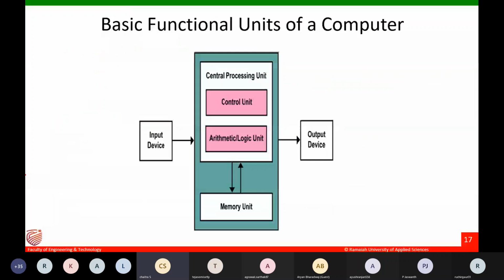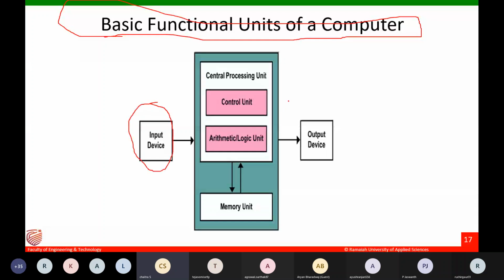Next comes the basic functional units. Most of you have learned it in your SSLC and your PUC. There is something called an input device, output device, central processing unit, which has a control unit and an arithmetic logic unit, and you have memory units. We will go through them in detail one by one. But in brief, the input device is, for example, the keyboard, through which you're giving some instruction to the processor. The processor solves it and gives the output to the output device, that is nothing but your monitor in our case.